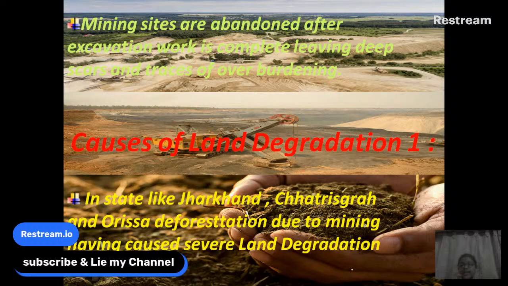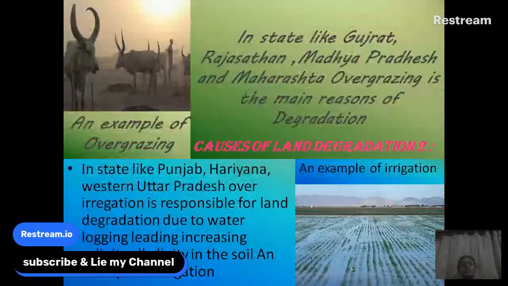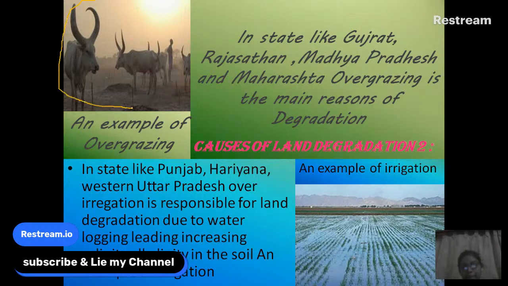And in states like Jharkhand, Chhattisgarh, and Odisha, deforestation due to mining has caused severe land degradation. So these are some examples of states. Next is the cause of land degradation number two. In states like Gujarat, Rajasthan, Madhya Pradesh, and Maharashtra, overgrazing is the main reason for degradation.